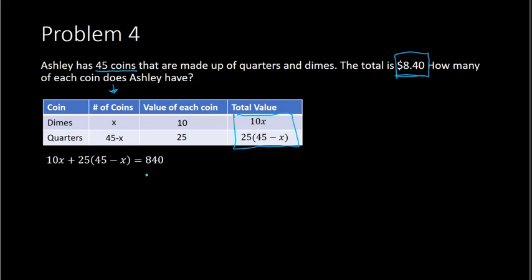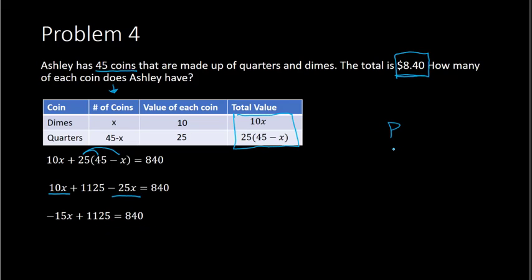Now I can solve this by simplifying this left side. We can distribute 25, get 25 times 45, and 25 times negative x. That gives me 1,125, and minus 25x. I can continue to simplify this left side by combining like terms. 10x minus 25x would be negative 15x. So I now have negative 15x plus 1125 equals 840.